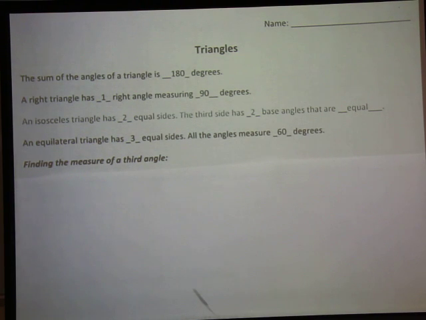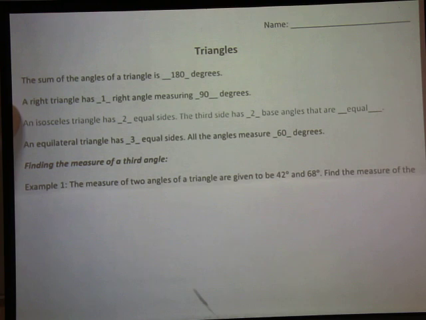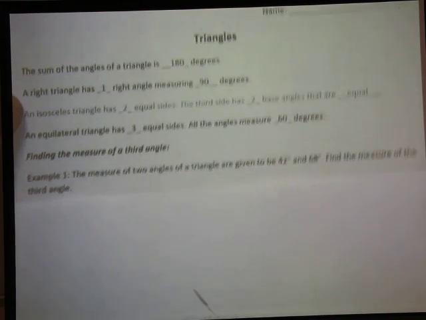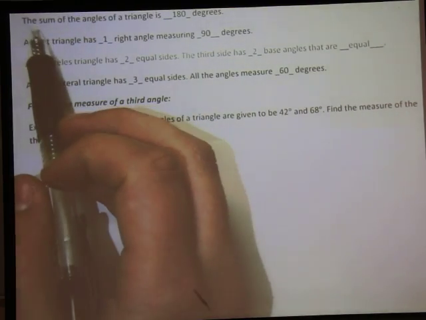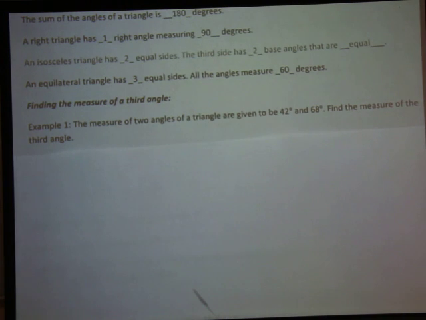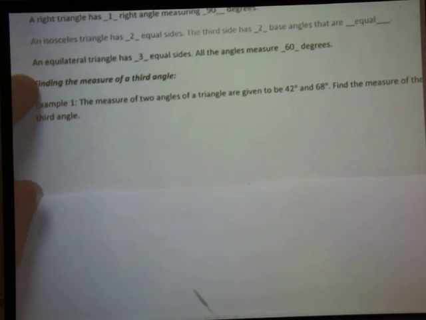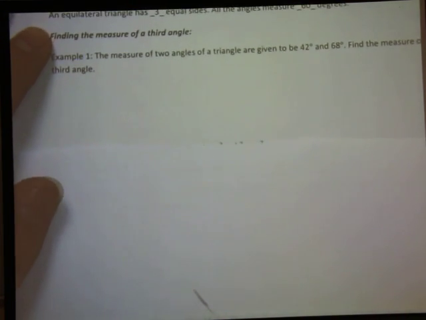So we're going to find the measure of a third angle. For example 1, I want you to write down: the measures of two angles of a triangle are given to be 42 degrees and 68 degrees, and we want to find the measure of that third angle. So what we're going to need is to use the fact that the sum of the angles of a triangle is 180 degrees. So let's go ahead and get started on the setup for that.